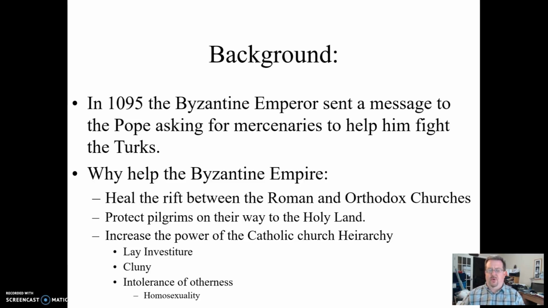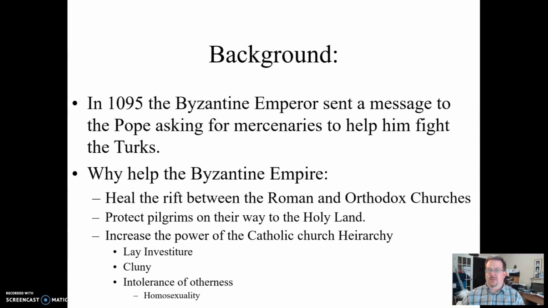There was a traditional pilgrimage route through the Byzantine Empire over to the Holy Land. And the Turks were attacking people on that trip. Now, in the past, they'd had no problem with Muslims who were perfectly happy to have people visit the Holy Land. As long as you followed laws and paid for things, it was good business. But the Turks weren't a part of that business, and so they attacked people on their way.